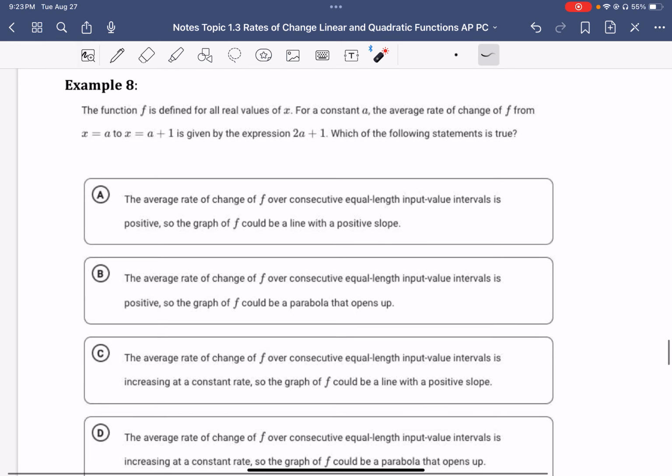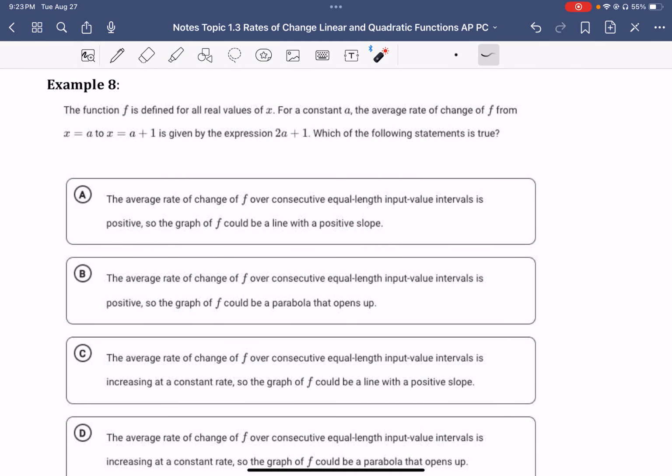Example 8. The function f is defined for all real values of x. For a constant a, the average rate of change of f from x equals a to x equals a plus 1 is given by the expression 2a plus 1. Which of the following statements is true?